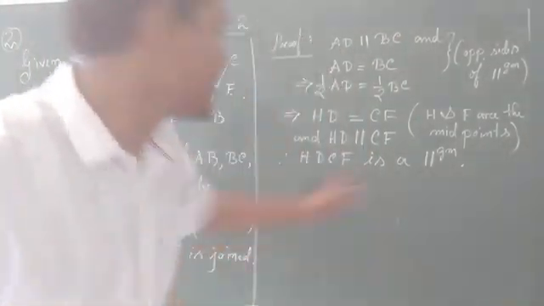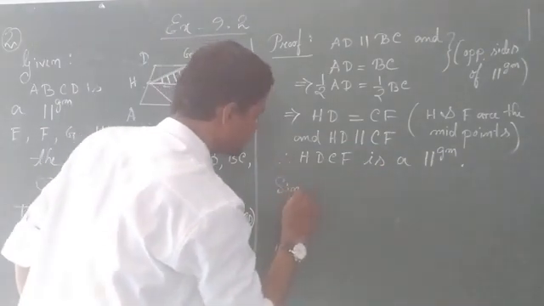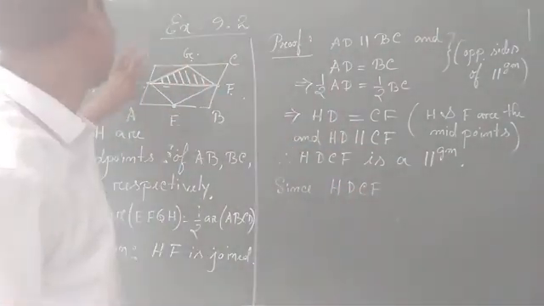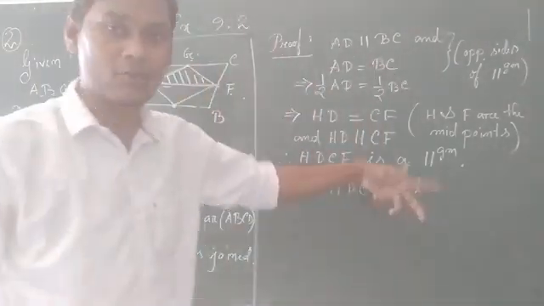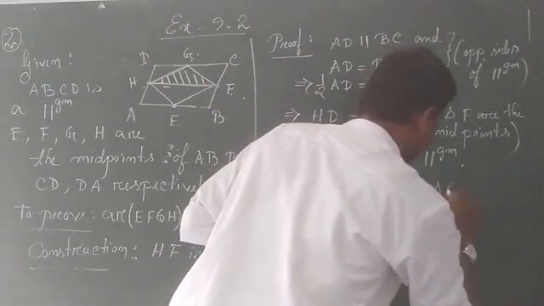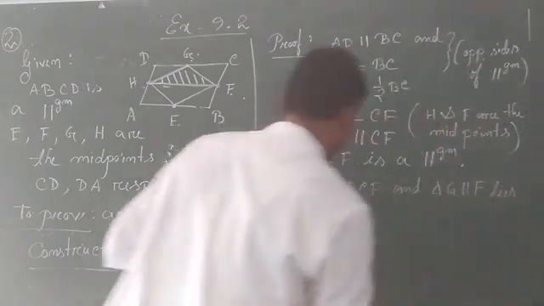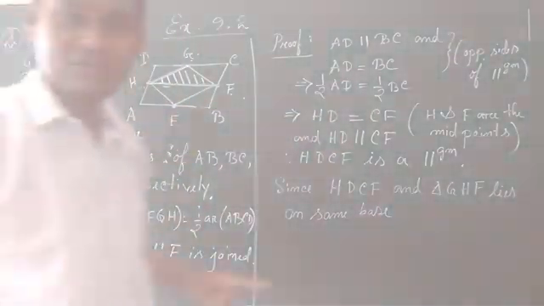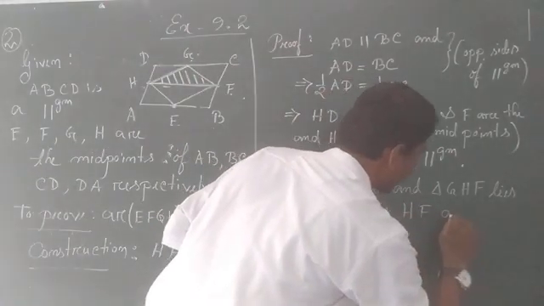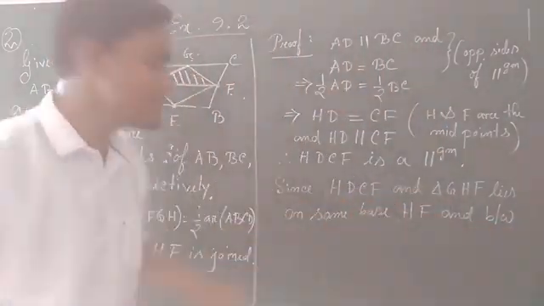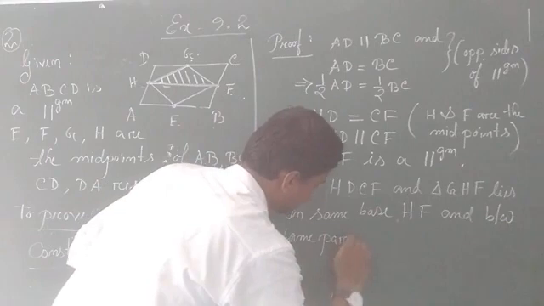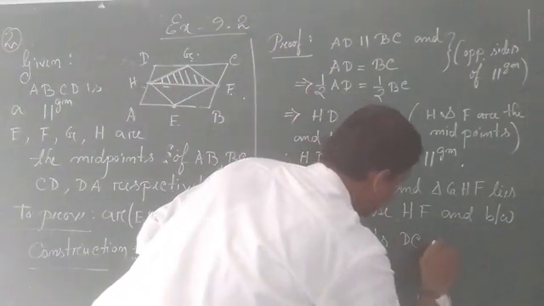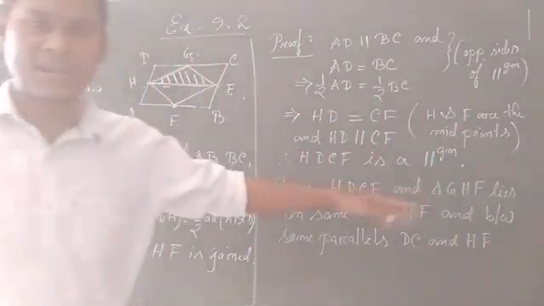I can write now HDCF is a parallelogram. Next part, I will write since HDCF parallelogram and triangle HCF lie on the same base. What is that base? HF is the base. They lie on the same base HF and between the same parallels. What are those parallels? DC and HF. DC and HF lie between the same parallels and on the same base.